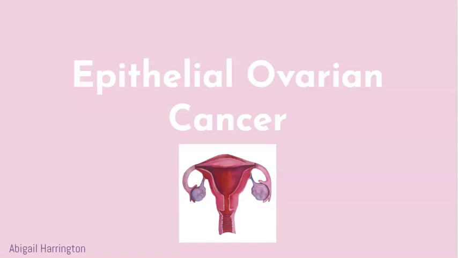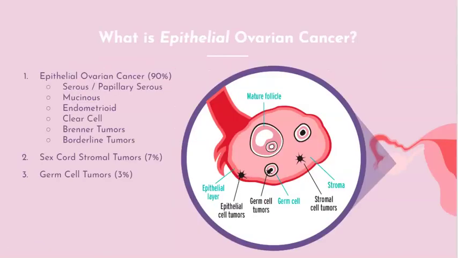So mine is on epithelial ovarian cancer. Just to break that down for you guys, ovarian cancer is any type of cancer that arises from ovary cells, but there's actually three different types. The first is epithelial ovarian cancer, which accounts for about 90% of all ovarian cancer cases. This is when the cancer arises in the thin layer of tissue that covers the outside of the ovary.